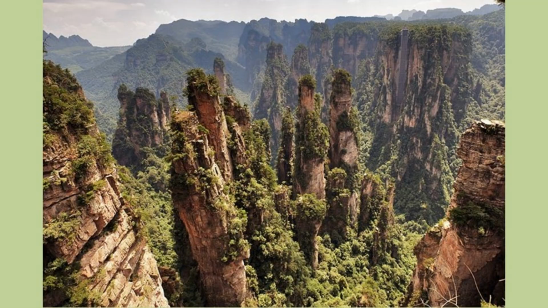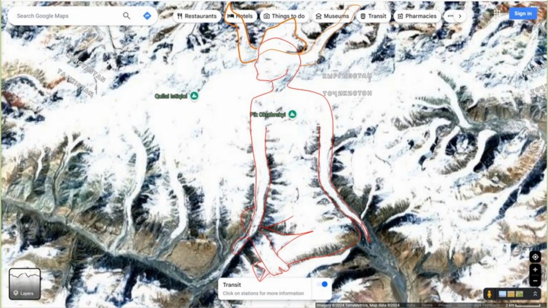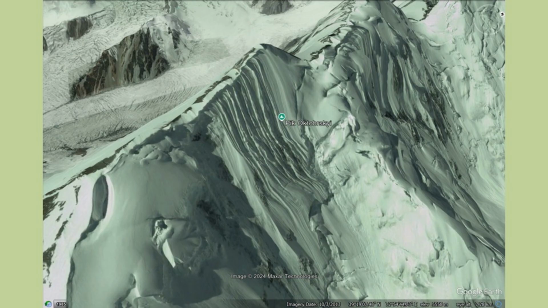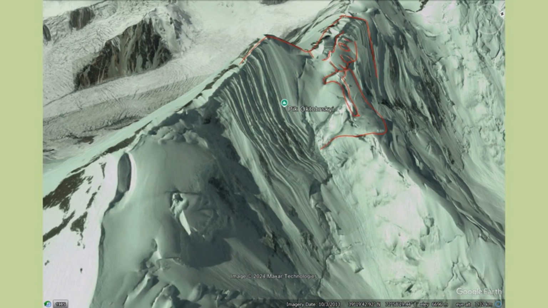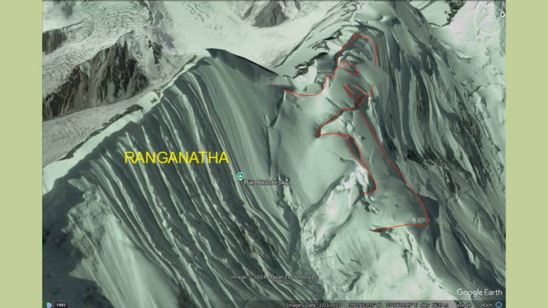If you zoom further at the heart portion of the Prophet Ranganatha's image using the Google Earth, you will see the peak Oktoberski, which appears to be green in color. If you draw lines over the sketch of the creator, you will get the beautiful image of Prophet Ranganatha in a sleeping posture. This image of Prophet Ranganatha appears to be green in color, and because of this, he is mentioned as the Jade King in the Chinese mythology.